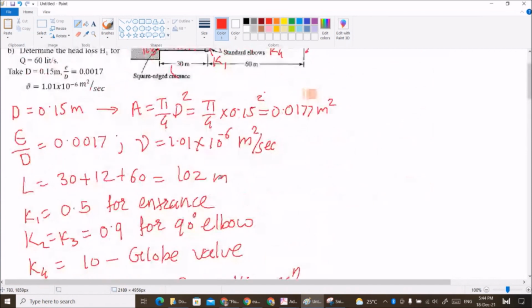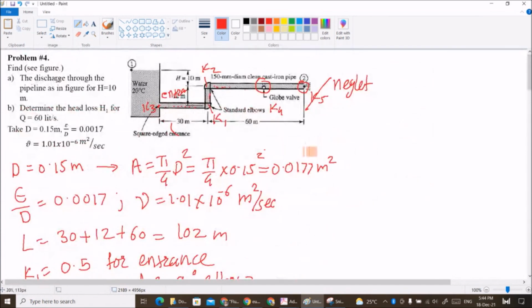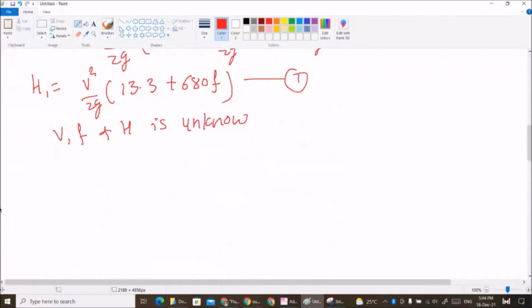It is not given in the problem. You can see here the discharge through the pipe in the figure if H is equal to 10. Now, for option A we will solve.